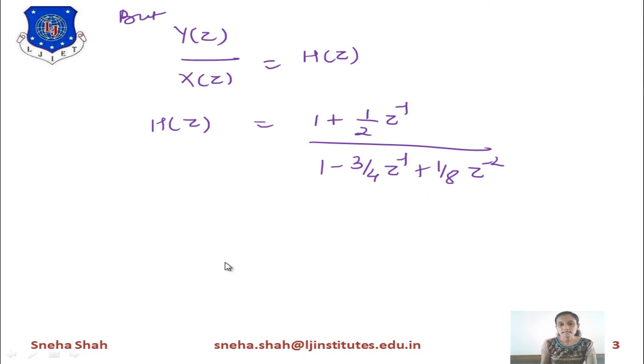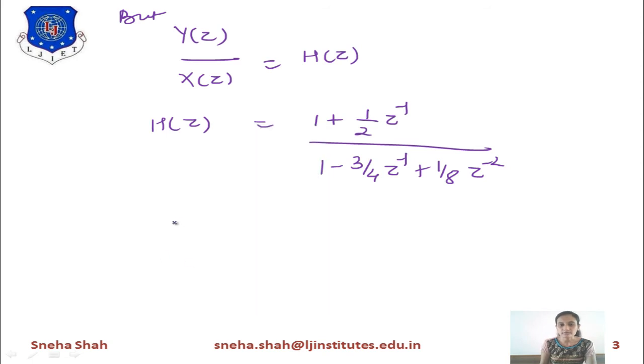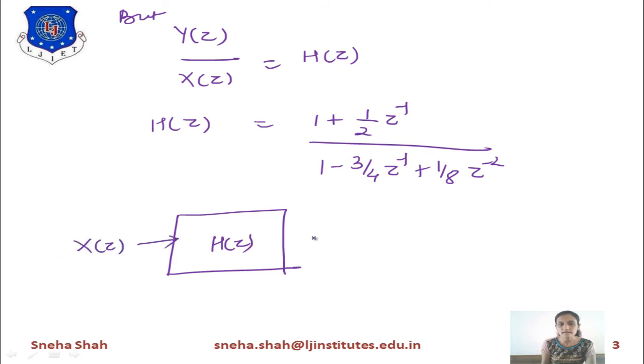Now what will be the next step? To convert any difference equation into its direct form 1 and direct form 2 parts, we will start from this. Suppose I am taking a system with transfer function H(z), input X(z) and output Y(z). What is the direct form 1 structure?